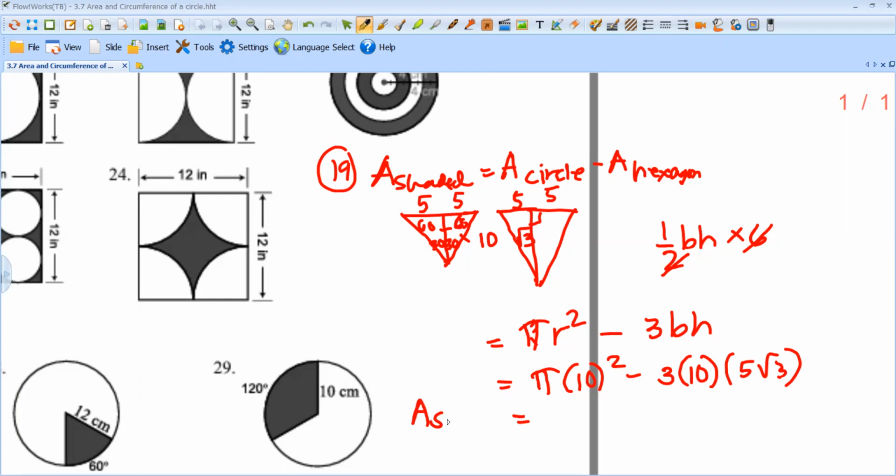So area shaded is equal to 54.35 square centimeters.